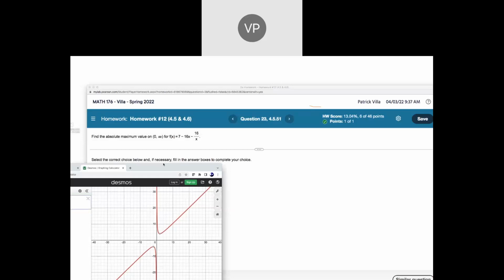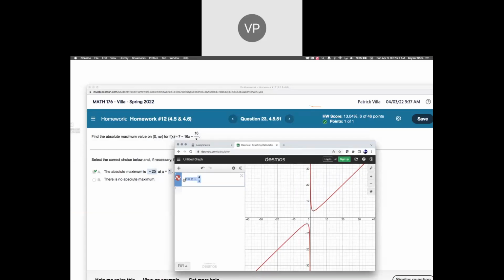Okay, now once again, I'm just going to graph it for fun, just to show you another resource, especially when you're doing your homework.